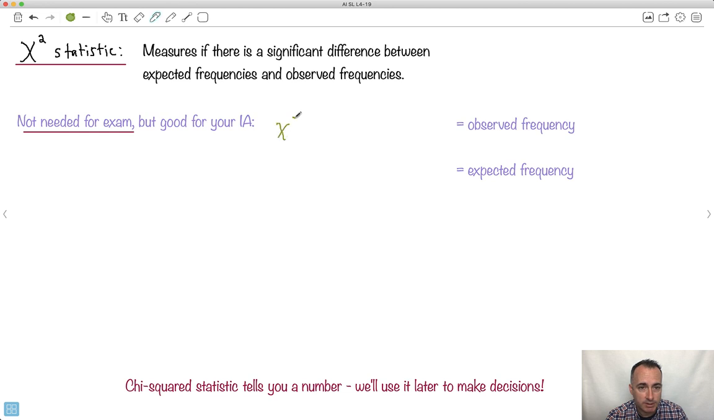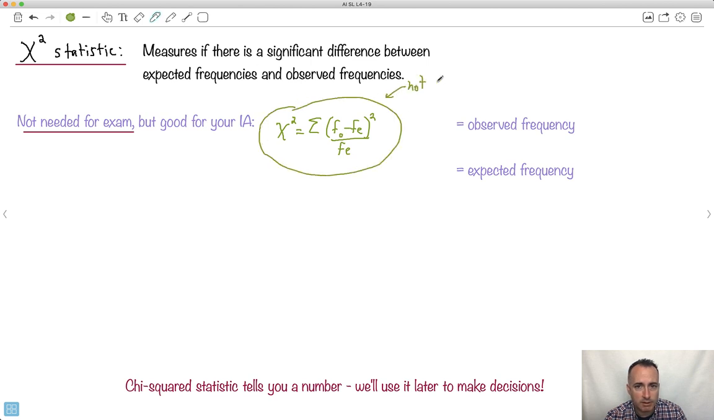So the chi-squared statistic is going to be the sum of, let's see now, is it expected or observed? Which one comes first? I just got to look it up. There we go. So it's observed minus expected, squared, all that over FE. So this is the equation we're going to be using. Now this, like I said, is not needed for exams. Okay, so not needed on the exam.